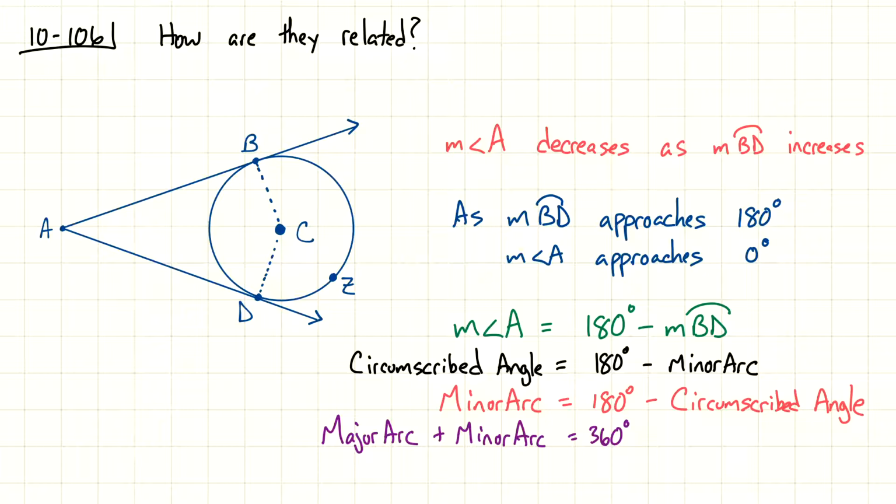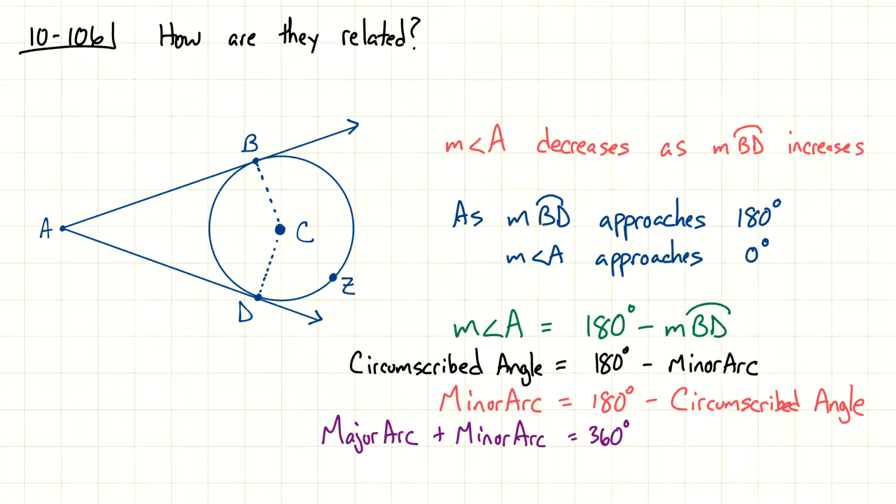We have this circle, which is like our planet, and we have this point A, which is like a satellite. We have these lines that are tangent to the circle, and the points of tangency are B and D. So this is a common picture that we see. And then there's a center of the circle, in this case C, with some random point Z on the far side of the circle.